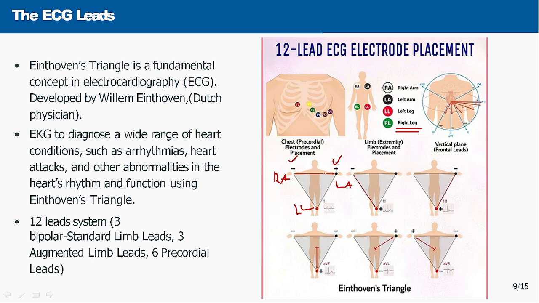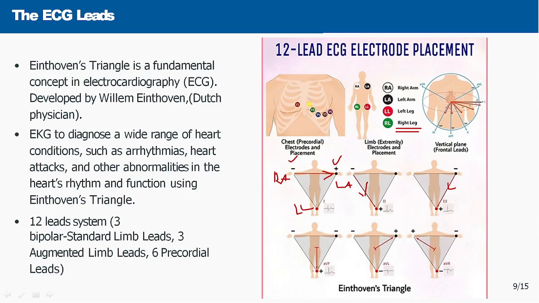Here you will find, you can mark this arrow. This is your lead number 1. Similarly, this is your lead number 2 between the right arm and left leg, and this is your lead number 3, that is your left arm and left leg. So, these 3 are known as your bipolar limb leads.